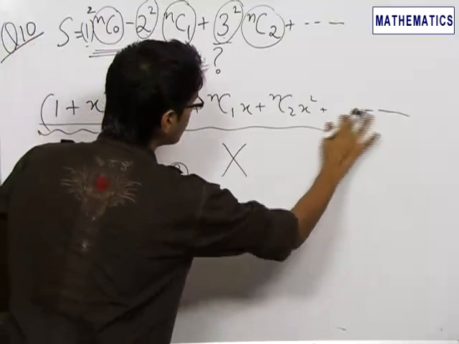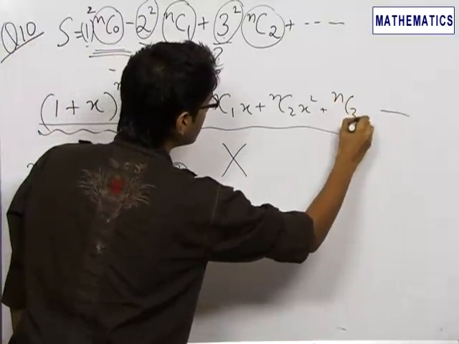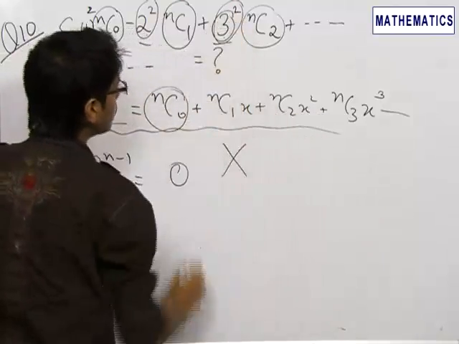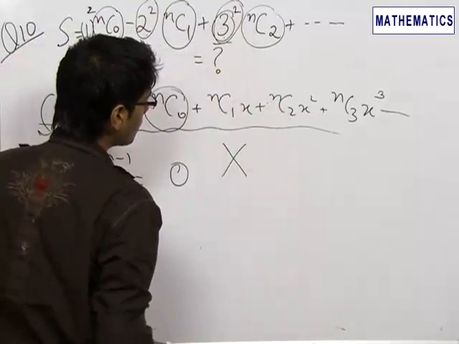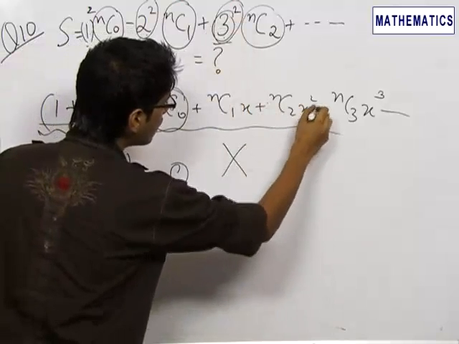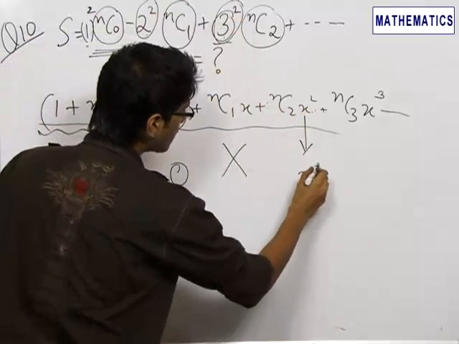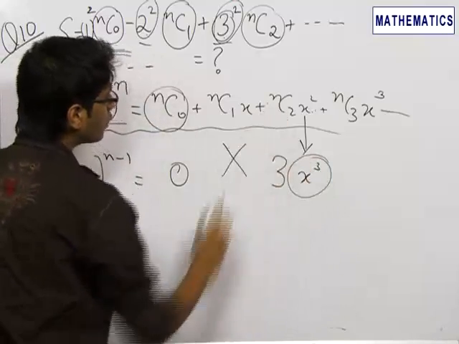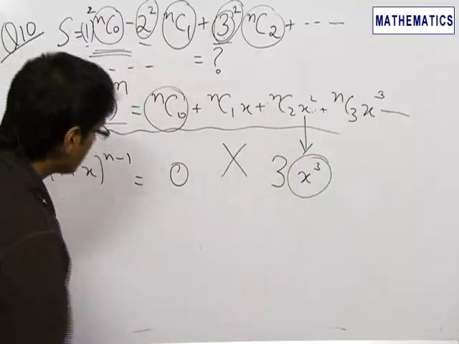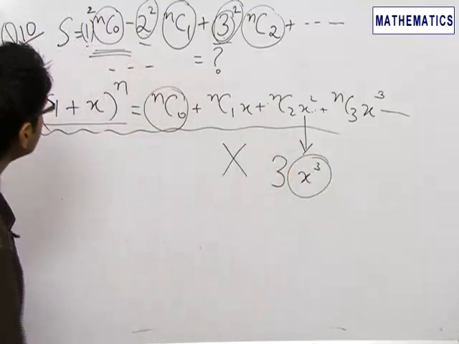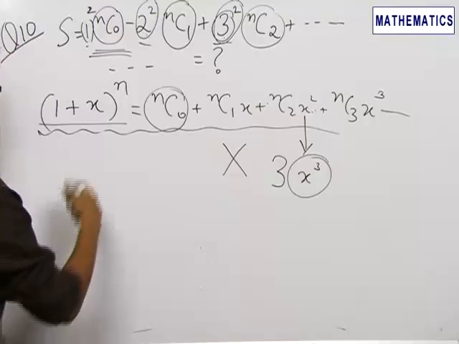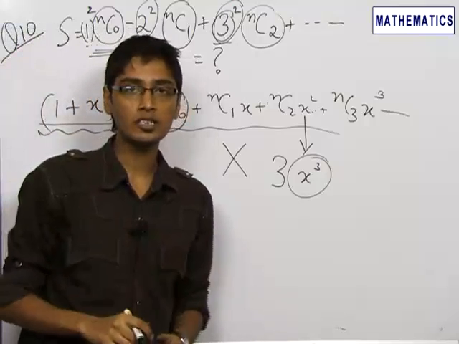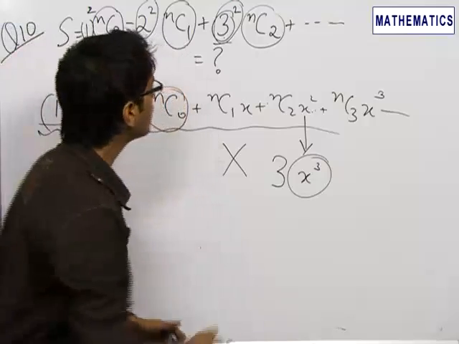Now the next term will be nC3 x cube and we need to have a 3 in front of nC2. So what we can do is convert this x square into x cube. Then on differentiating this x cube, we can get a 3 in front of nC2. So we multiply both the sides by an x and then try to differentiate the whole expression and try to find out whether we are getting a 3 or not.